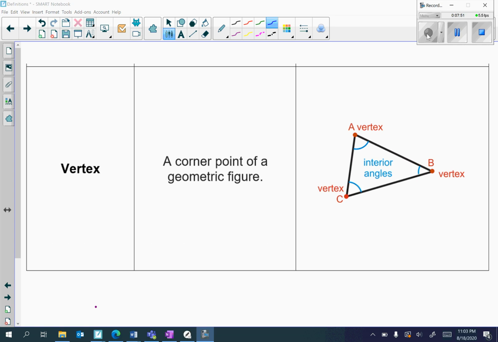Lastly, I have the word vertex, which we've already discussed a few times. It's the corner point of a geometric figure. So in this triangle, I have vertex A, B, and C. They're the corners of a triangle, and inside I have my interior angles.